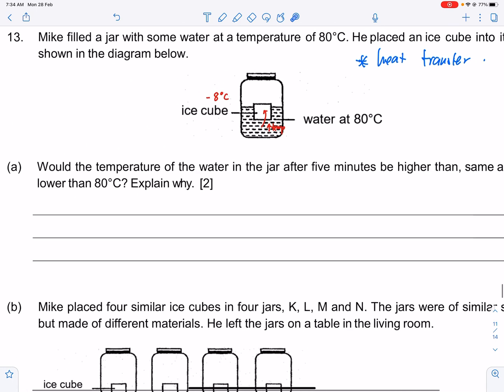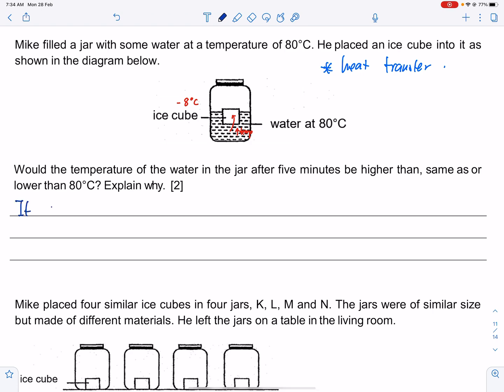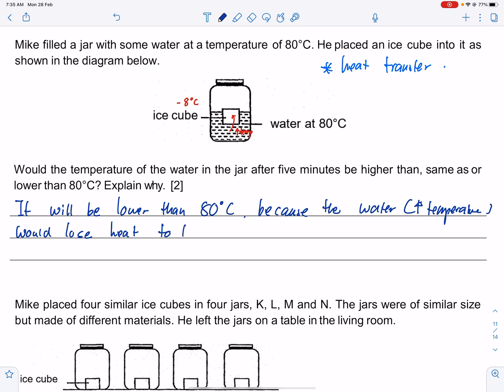Okay, so that is actually my explanation. Now we just need to translate the explanation to our written answer. So the answer would be, it will be lower than 80 degrees Celsius. Why? Because the water, which is your higher temperature, would lose heat to the ice cube, which is your lower temperature. Now, additionally, your water will also lose heat to the surroundings, all right? Just so you know.